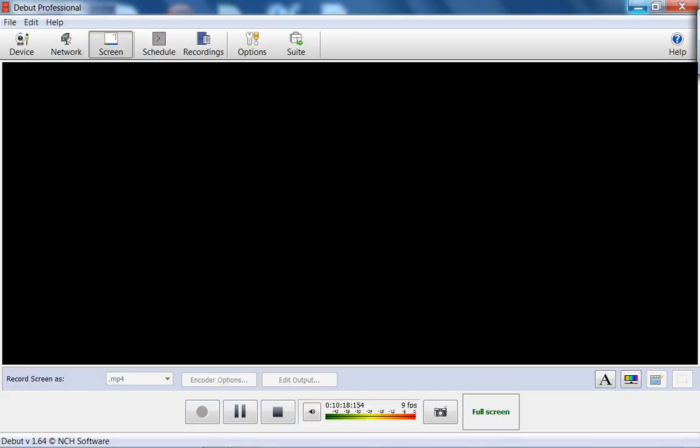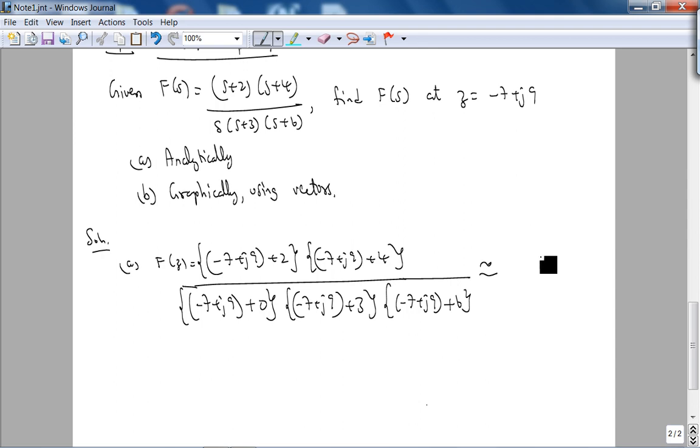Okay, continuing. So I got this as approximately, let's see, 0.096 at an angle of negative 110.687 degrees. Okay, and if you look in your book, let me quickly do that. I think this is what they have. Let's see. Yeah, that's what they have. But let's look at B, which is more exciting.